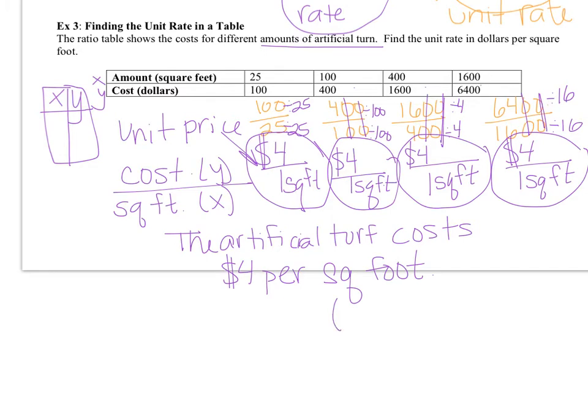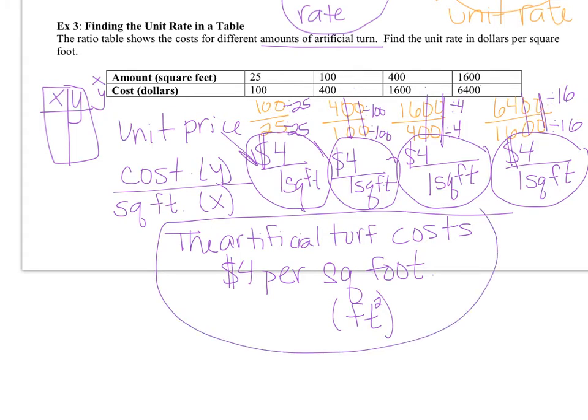Just as a little side note, another way to write square foot is to put foot squared with a little tiny 2. So foot squared, that's another way to write it. All right, so they all had the same unit price, so they are proportional to each other. All right, let's turn the page and check out the back.